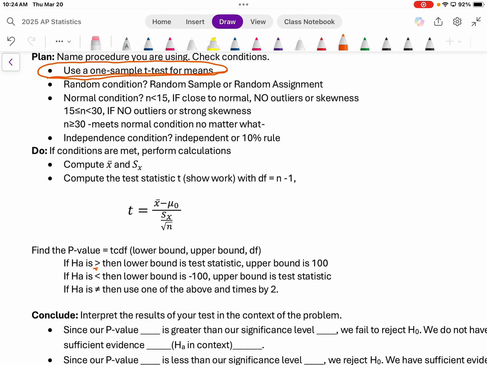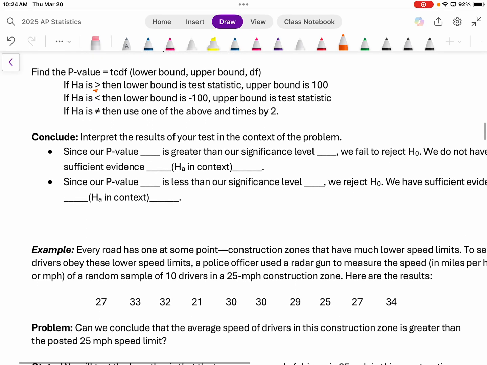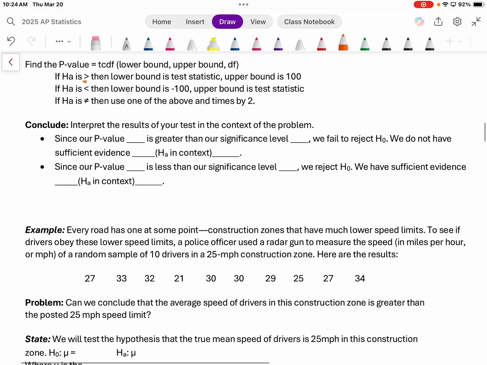If you're using the not equal to sign, then you can use either one of the above. Doesn't matter. Just make sure you multiply your TCDF by 2. Because remember, when it's a not equal to, that means there are 2 areas that are shaded. Then we go through our little test here, and we can go through the process.